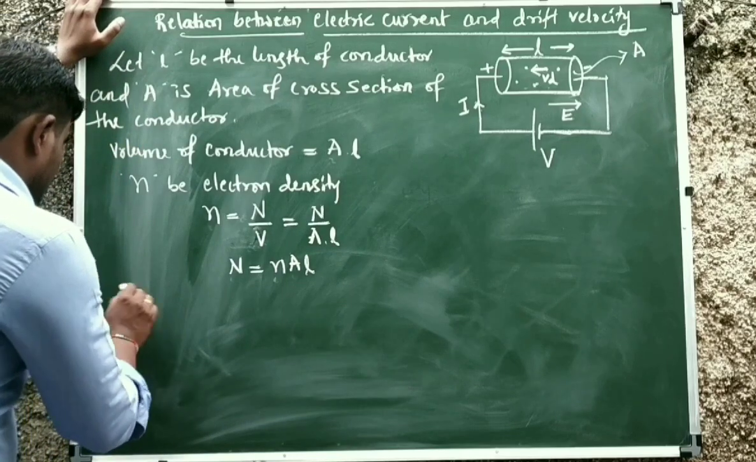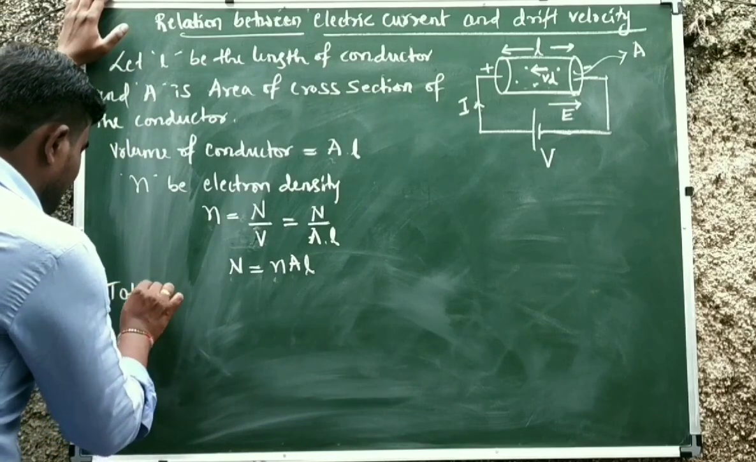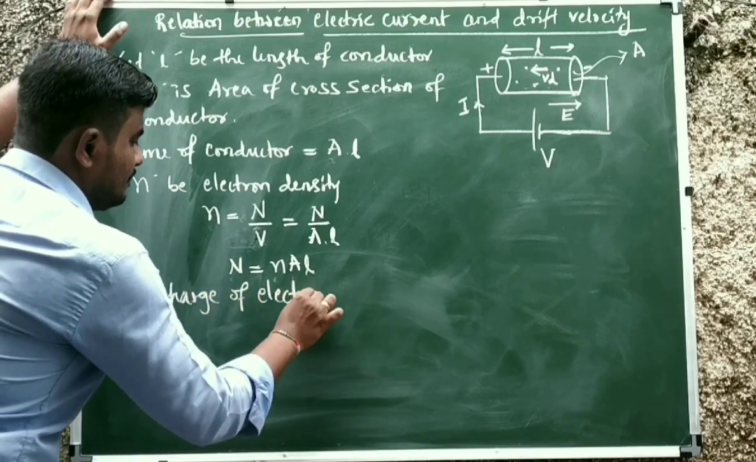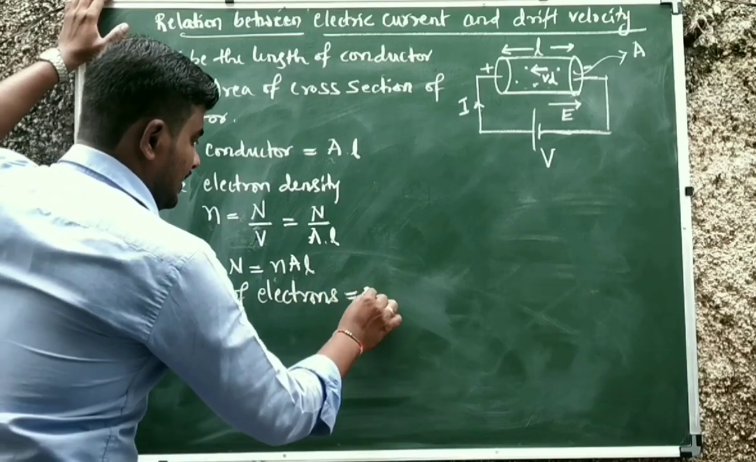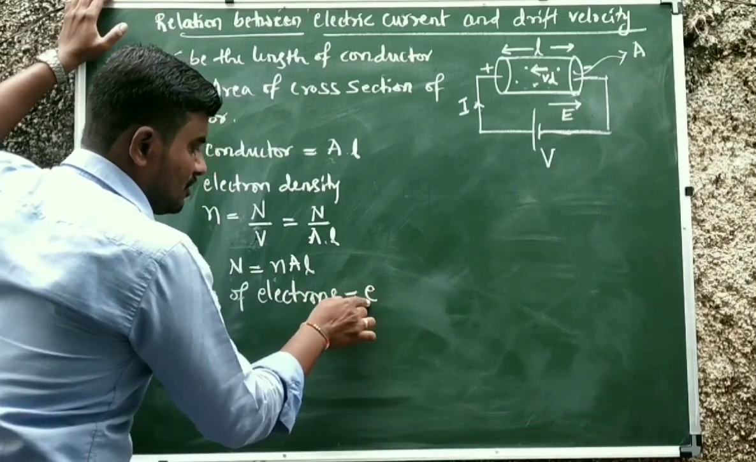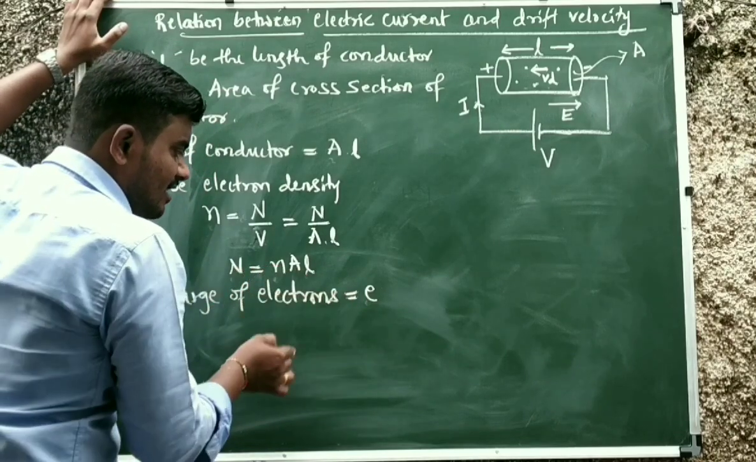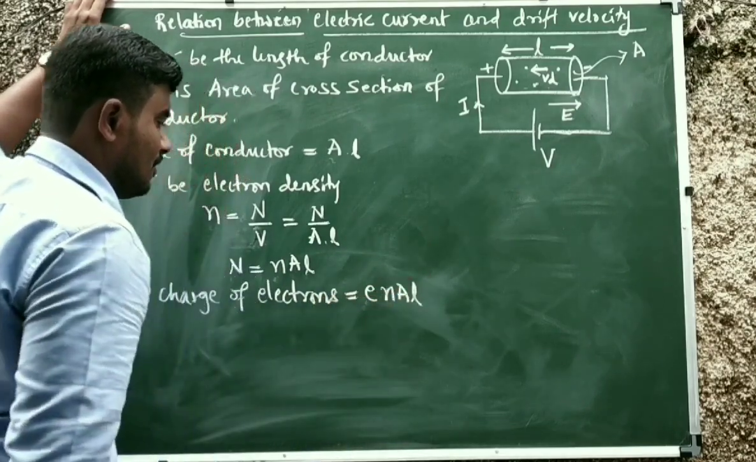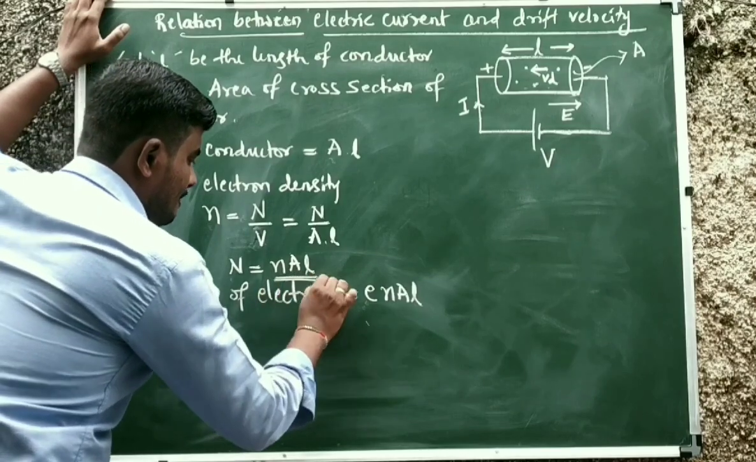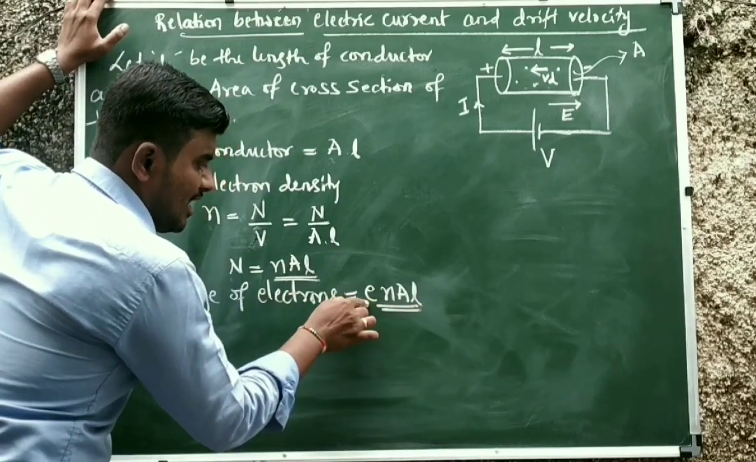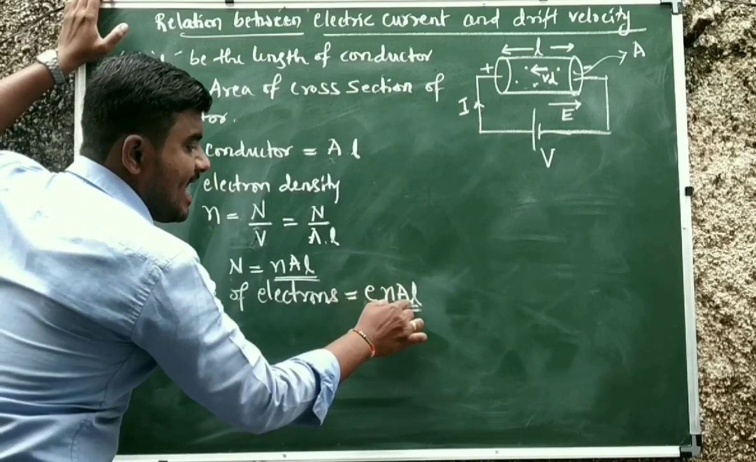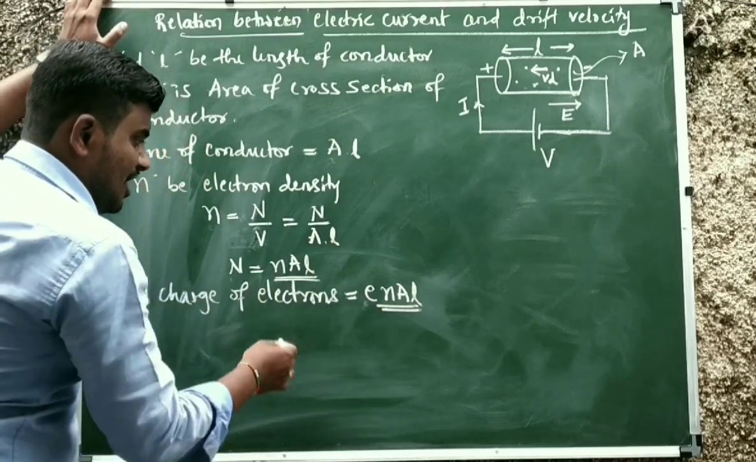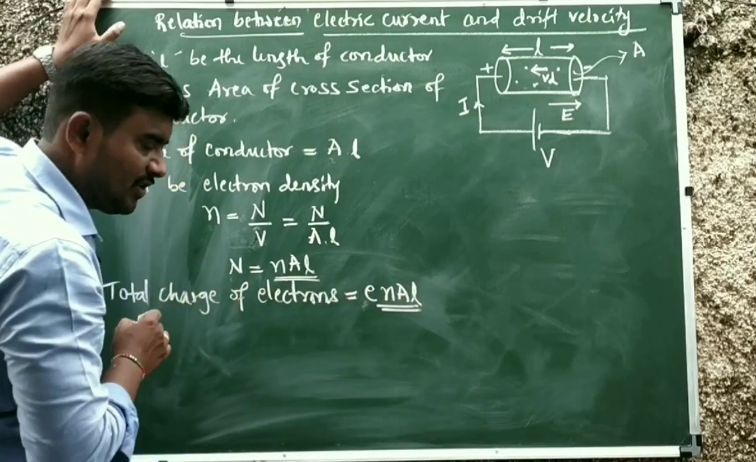Okay, and the total charge of electrons is equal to, e is the charge of one electron, but there are n A L electrons, therefore n A L multiplied with the charge e. Remember, e is the charge of one electron, but in a conductor n A L electrons are there, therefore the total charge is e multiplied with n A L, right?